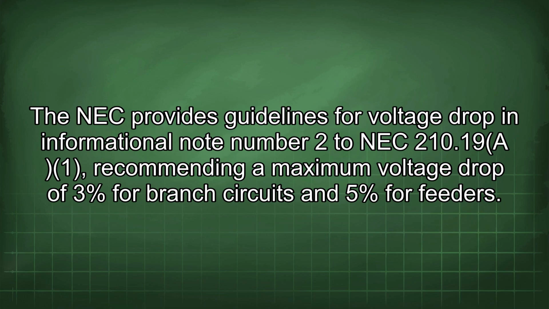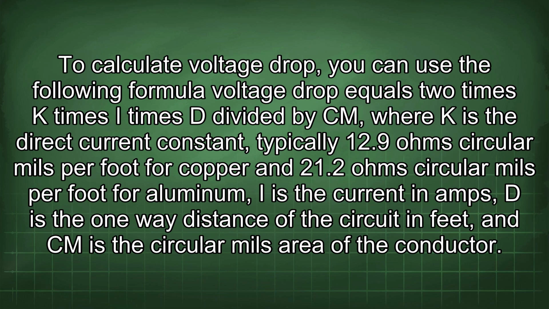The NEC provides guidelines for voltage drop in Informational Note number 2 to NEC 210.19(A), recommending a maximum voltage drop of 3% for branch circuits and 5% for feeders. To calculate voltage drop, you can use the following formula: voltage drop equals 2 times K times I times D divided by Cm, where K is the direct current constant, typically 12.9 ohms circular mils per foot for copper and 21.2 ohms circular mils per foot for aluminum. I is the current in amps, D is the one-way distance of the circuit in feet, and Cm is the circular mils area of the conductor.